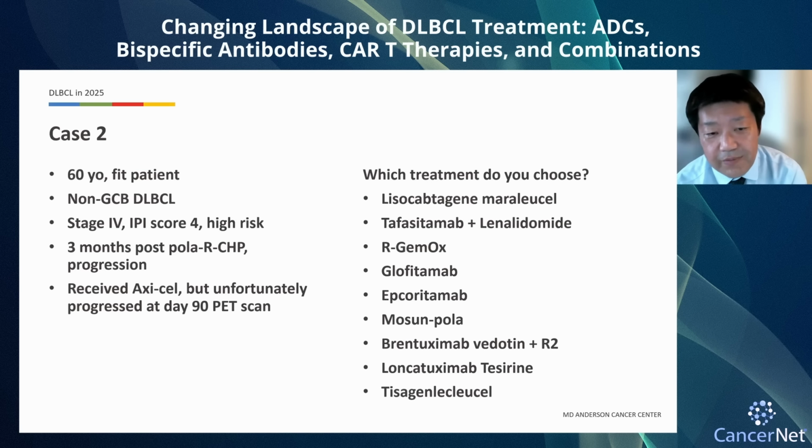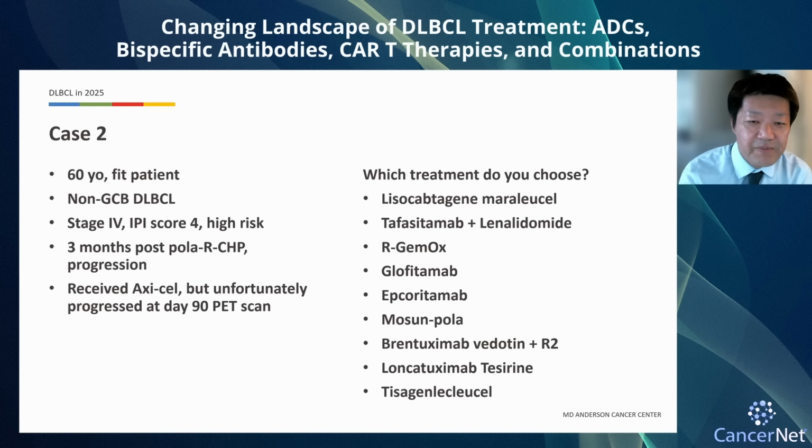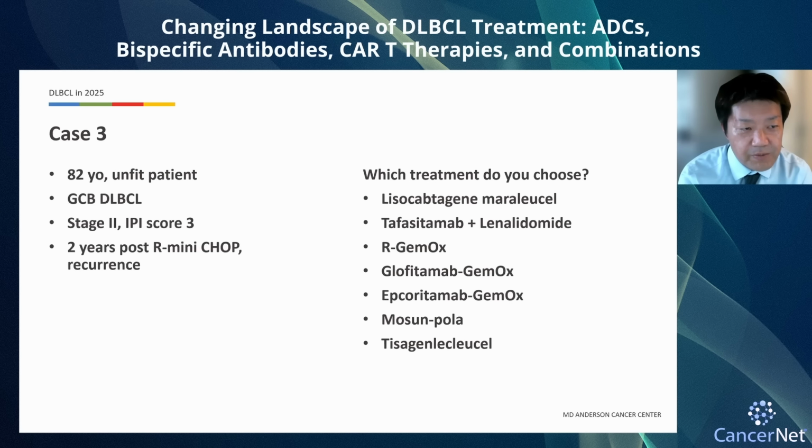So for this case, actually most of them are correct answers. I probably wouldn't use tafasitamab because of the refractoriness of the disease. In these aggressive large cell lymphomas, I probably wouldn't use tafasitamab as a choice. And R-GemOx too, we already know that R-GemOx in this setting is inferior to bispecifics or bispecific combinations. So I wouldn't use these two, tafasitamab or R-GemOx, but everything else can be an option.